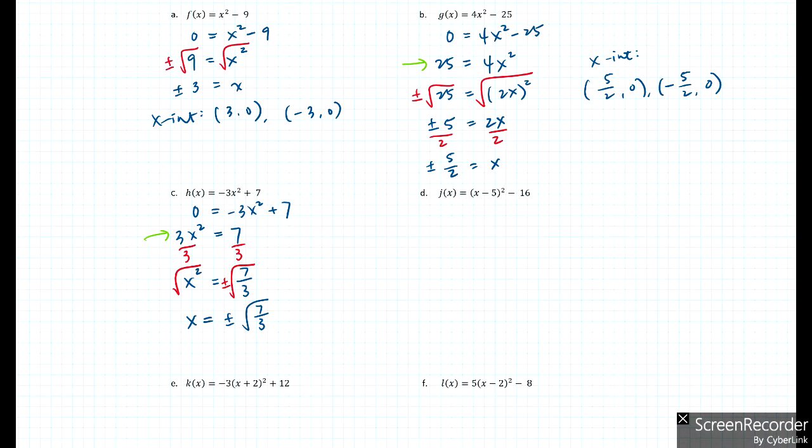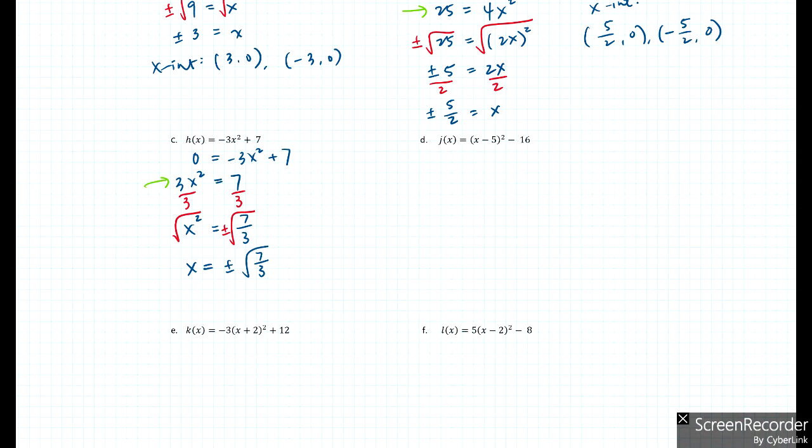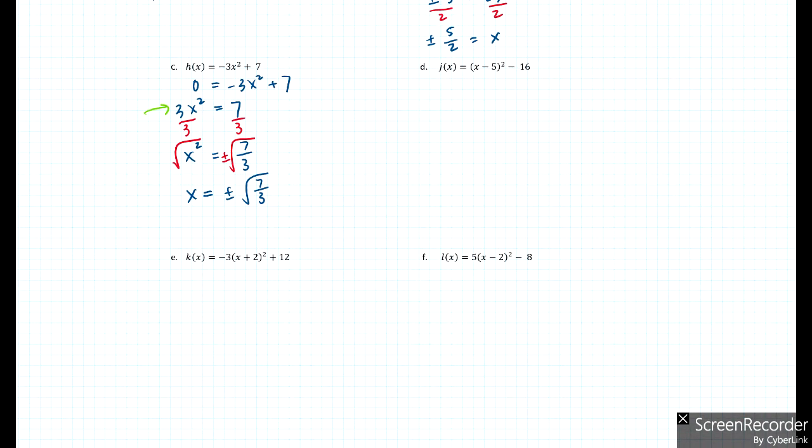To rationalize the denominator, we want to work with this radical expression a little bit. We're really saying x is equal to plus or minus square root of 7 over square root of 3. To rationalize it, we're just going to multiply by the square root of 3 on both the numerator and denominator, so we can get rid of the square root in the denominator.